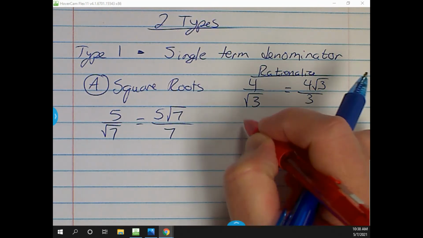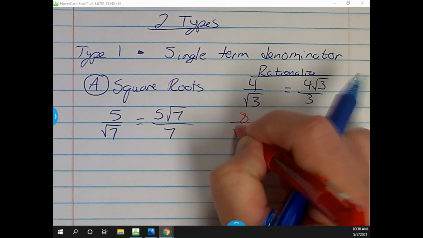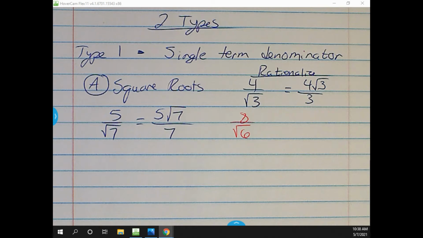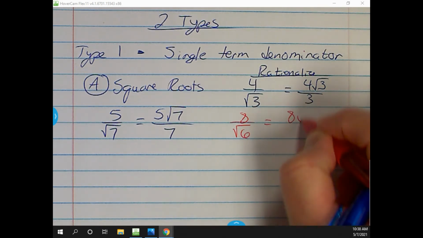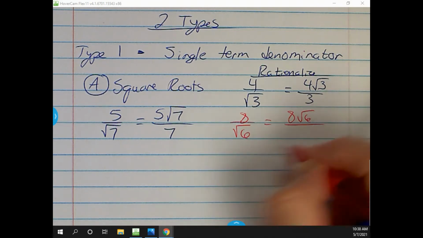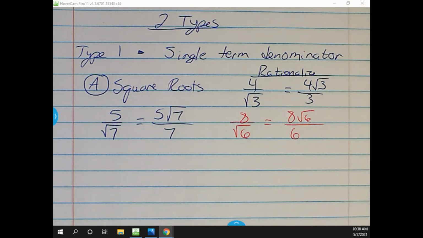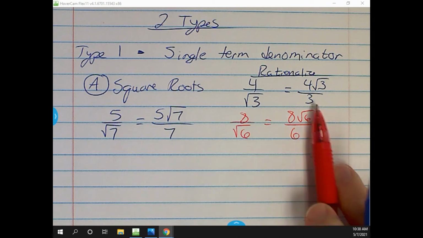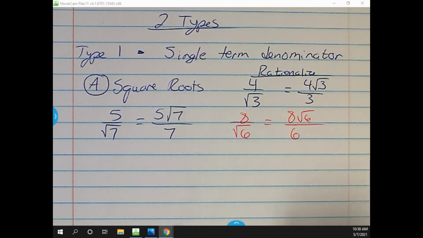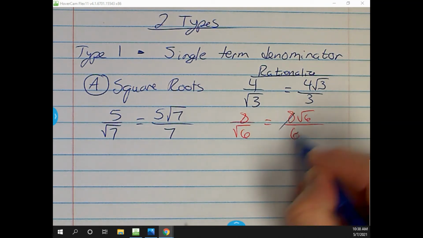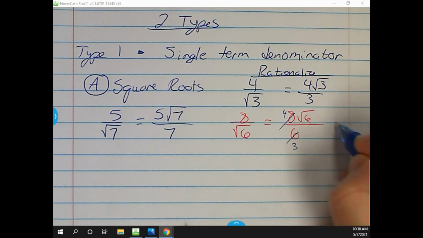The only ones now where you might have to do a little bit of work is you might have one like this where you have 8 over the square root of 6. So if you move the square root of 6 from the bottom to the top, on the bottom you would just leave the 6. For that one, if you look at the fraction part of it here, you've got the 8 over 6. There you could divide both of these by 2. So you could make this one 4 square root of 6 over 3.